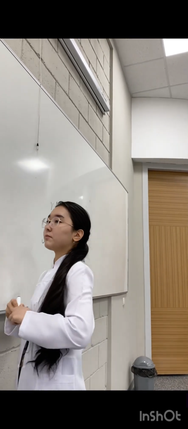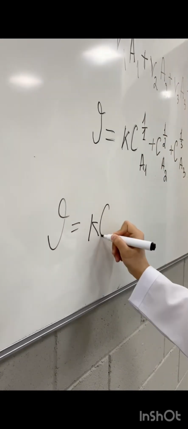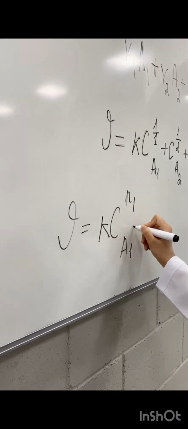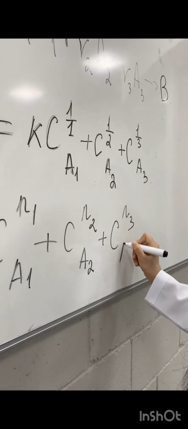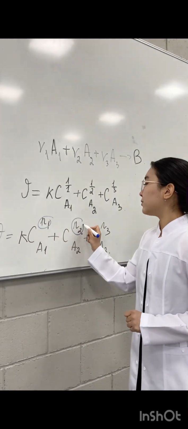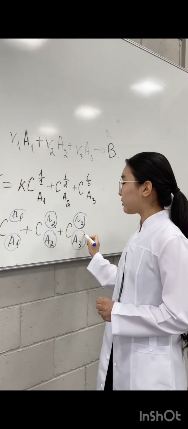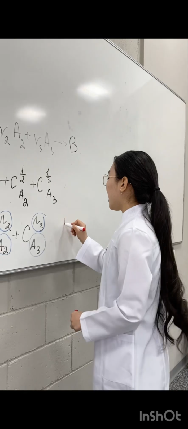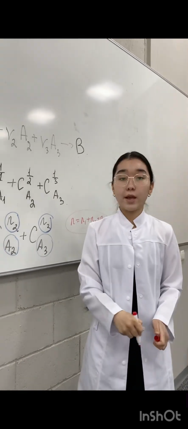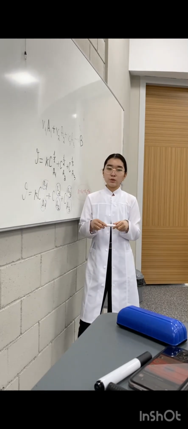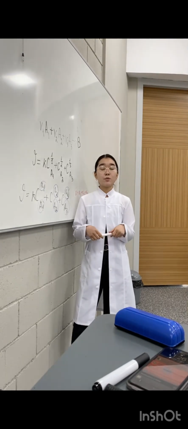Please write with me. We need to write again: here n1, n2 and n3 are the reaction orders of substances A1, A2 and A3 respectively, and the sum of n equals n1 plus n2 plus n3, which is the overall order of the reaction. n1, n2, n3 may not be equal to the stoichiometric coefficients and are not necessarily integers. n, under certain conditions, can be equal to 0.